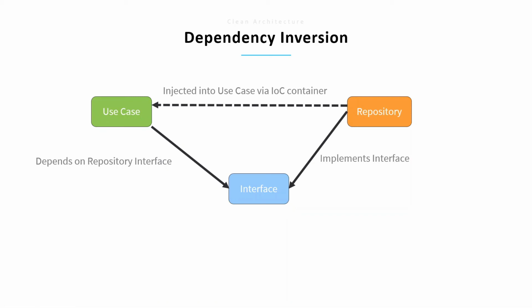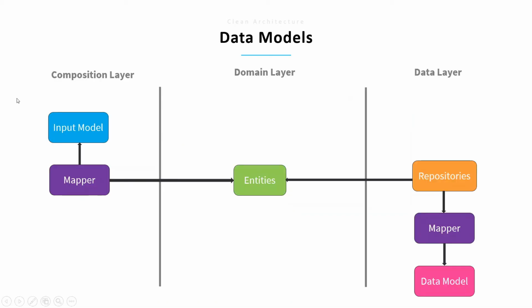Some data models. So in the composition layer, you've got your input model. This is what's coming into the API controller. You've got a mapper here. It's going to transform that input model into a domain entity to pass into that inner domain, in this case a use case. Same thing here. You've got a data layer that's going to depend on the entities. There's usually a repository there via an interface. It's also going to have a mapper. It's going to transform that domain entity into something specific to how it needs to persist the data, called the data model. And it can be a little tedious, but if you name things well, this generally is pretty simple.